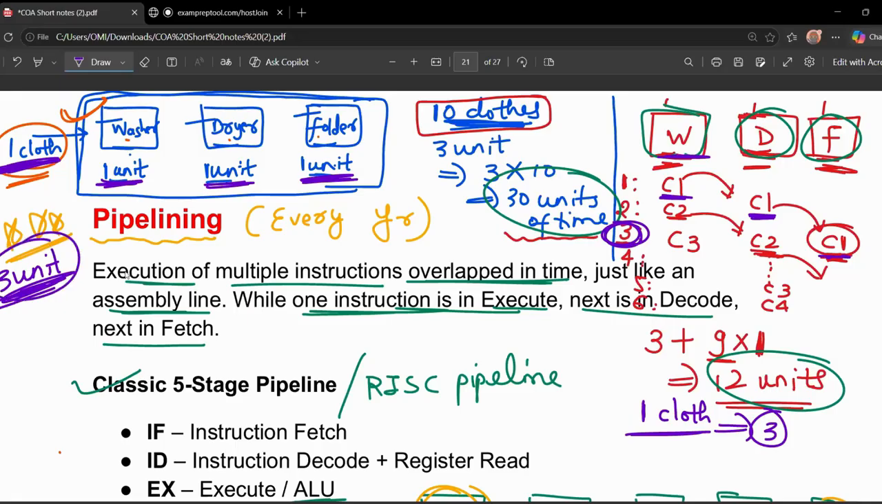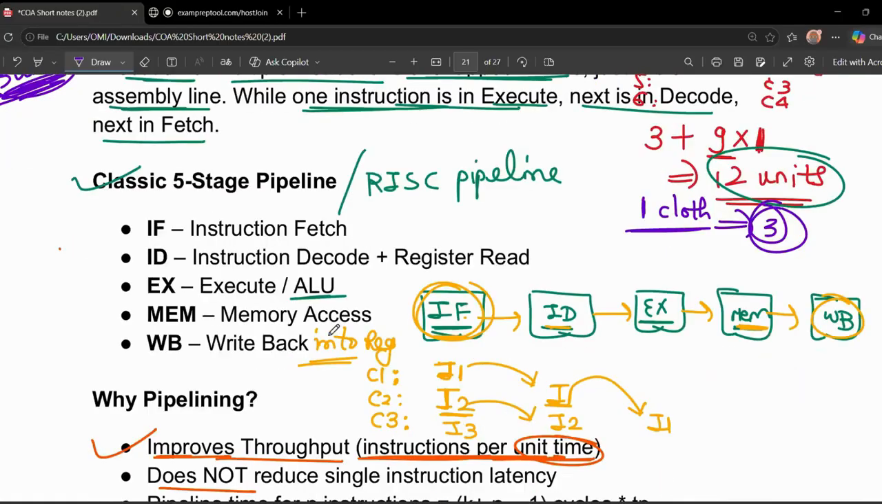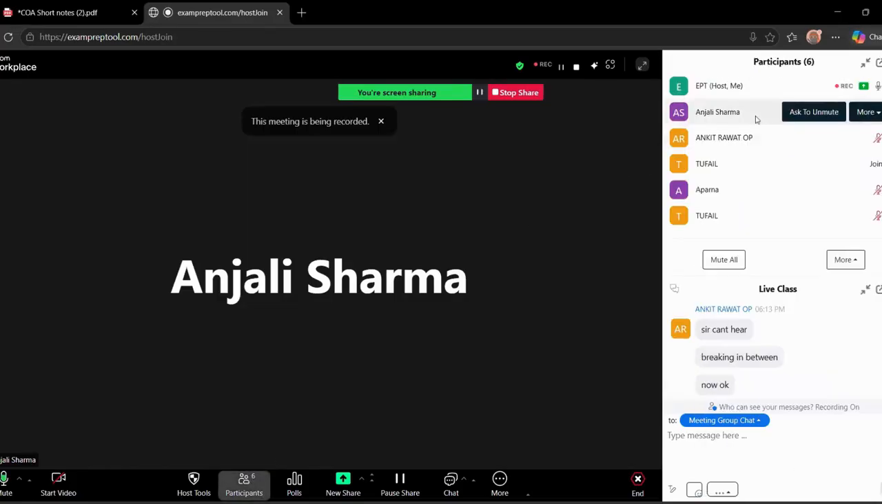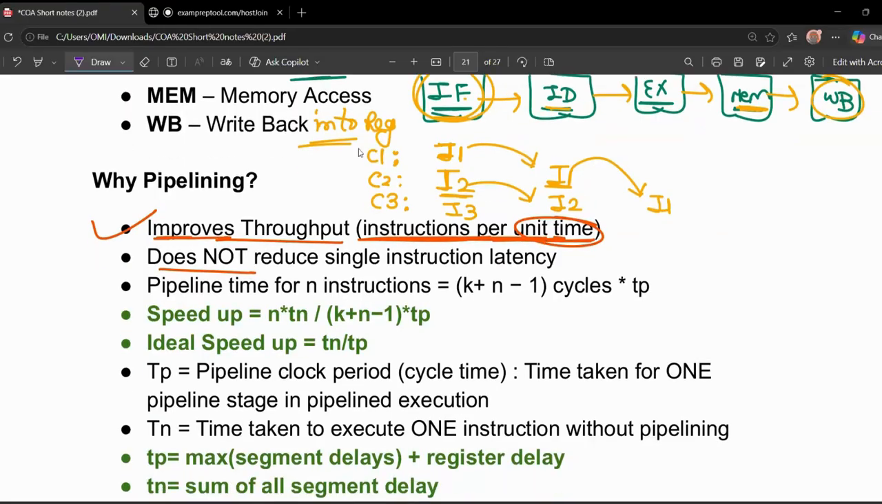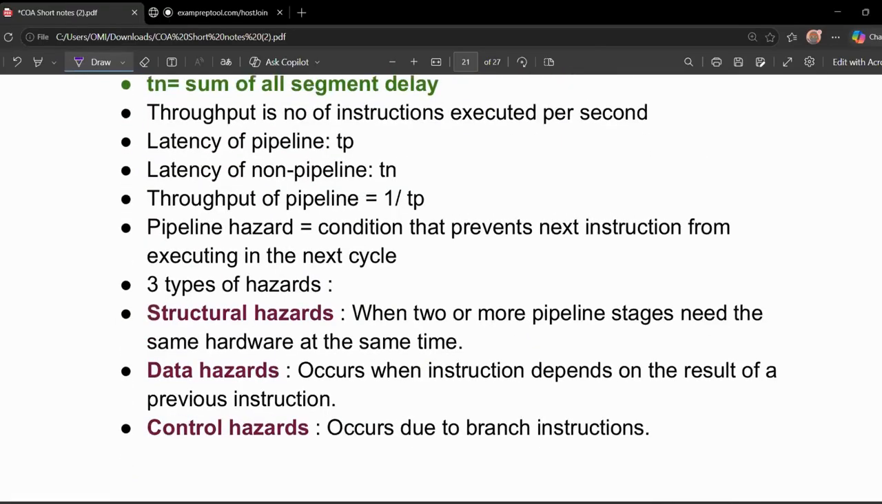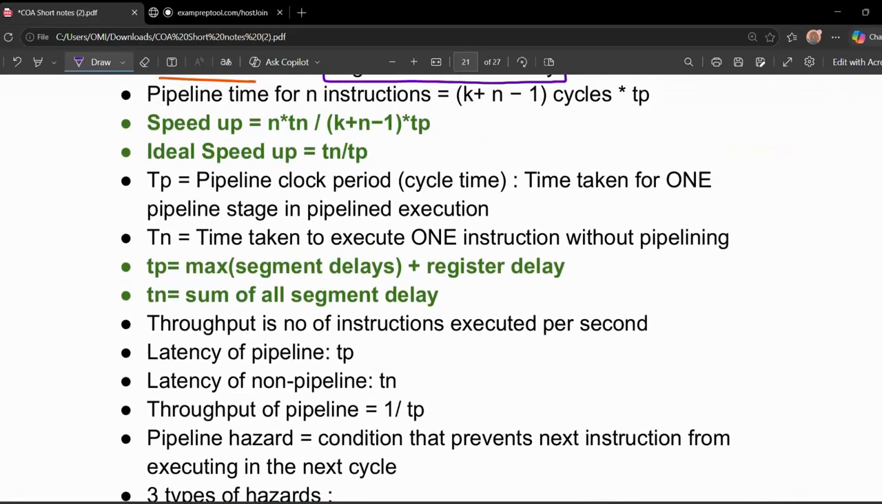So you see that whether we use non-pipeline or pipeline, it doesn't matter, because both are taking the same time. So it is not improving the overall latency. It does not reduce the single instruction latency.